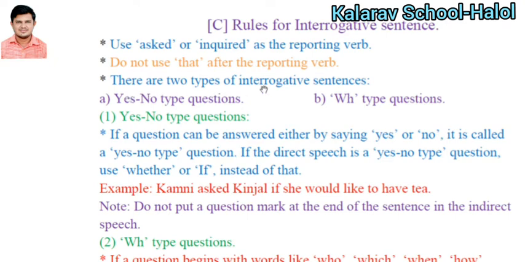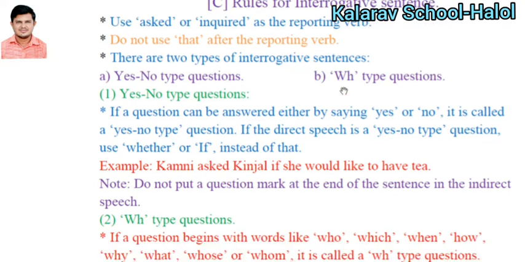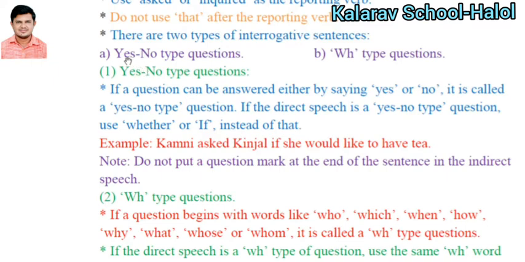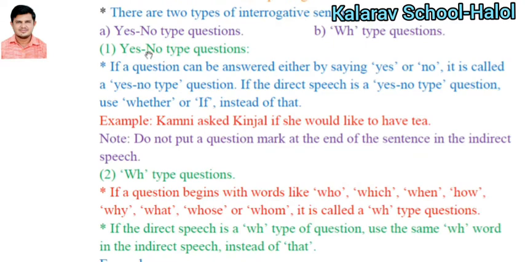Okay, there are two types of interrogative sentence. Number one is the yes-no type question, and number two is the WH type question that we all know. Now what is the meaning of a yes-no type question? If the question can be answered either by saying yes or no. If any question is asked in front of you and the answer will be given by saying yes or no, it is called a yes-no type question.